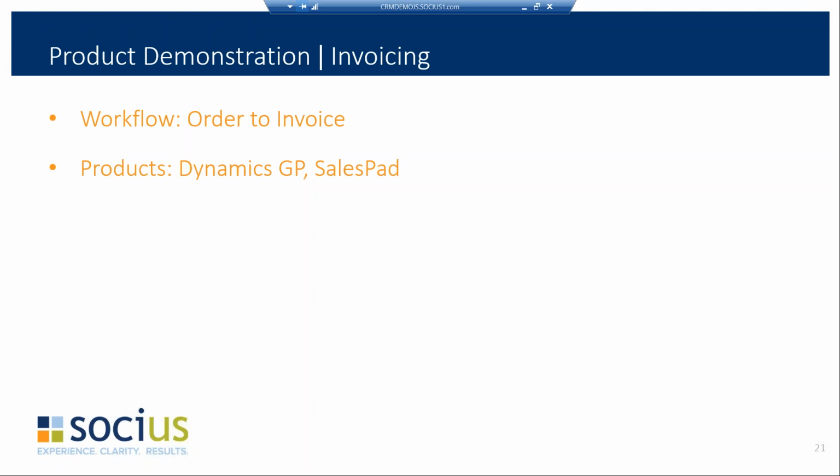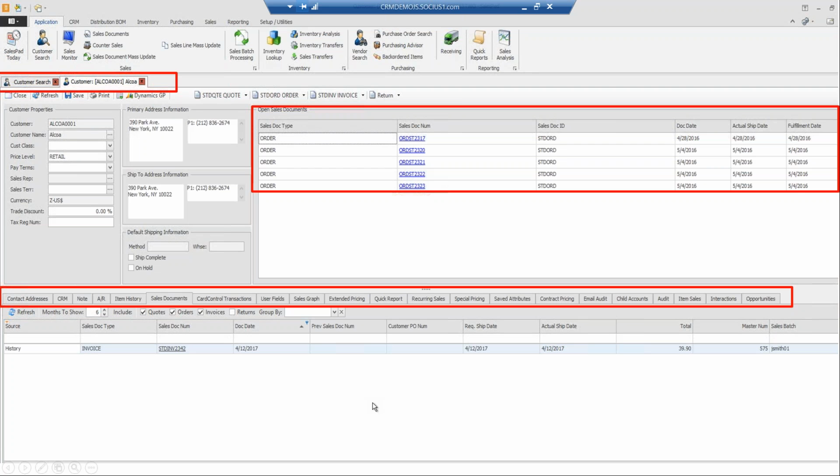We're going to look at Dynamics GP, and we're going to look at a tool called SalesPad. SalesPad is a great tool for streamlining the sales order process. We're going to start off with a window here inside of SalesPad. Now remember, we were looking at SalesPad just a moment ago, and I referred to it as SalesPad Mobile.